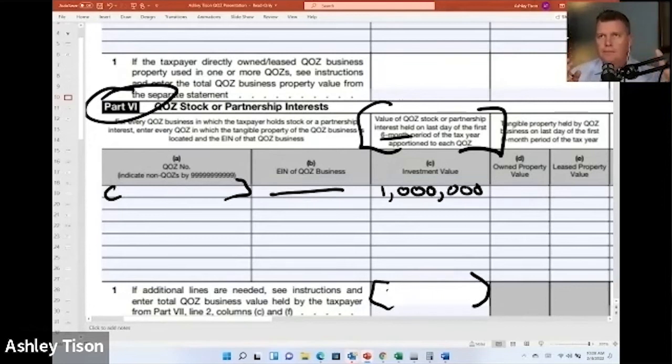And so this is where people are probably going to want to go into that alternative valuation method and look at it to see, okay, has my investment gone down? Because if the value of your investment has gone down, then you can utilize this in order to pay less taxes when you pay those in 2027.